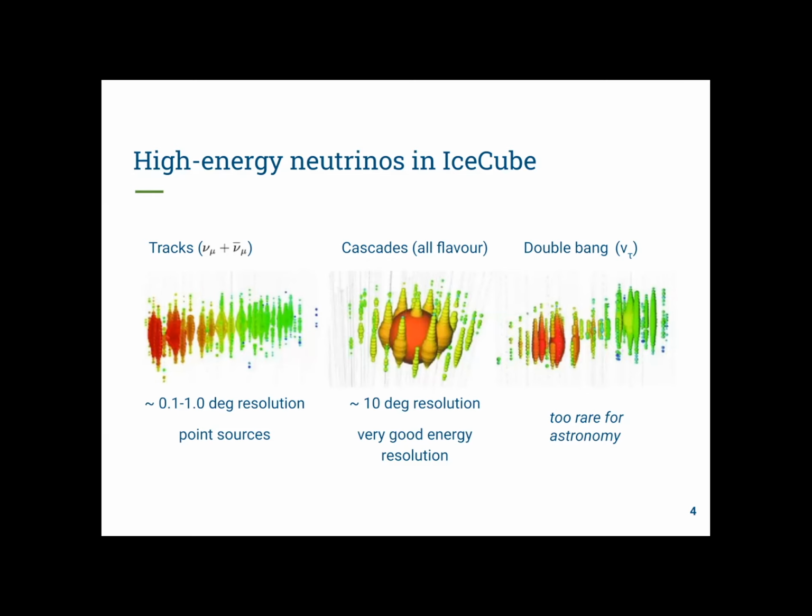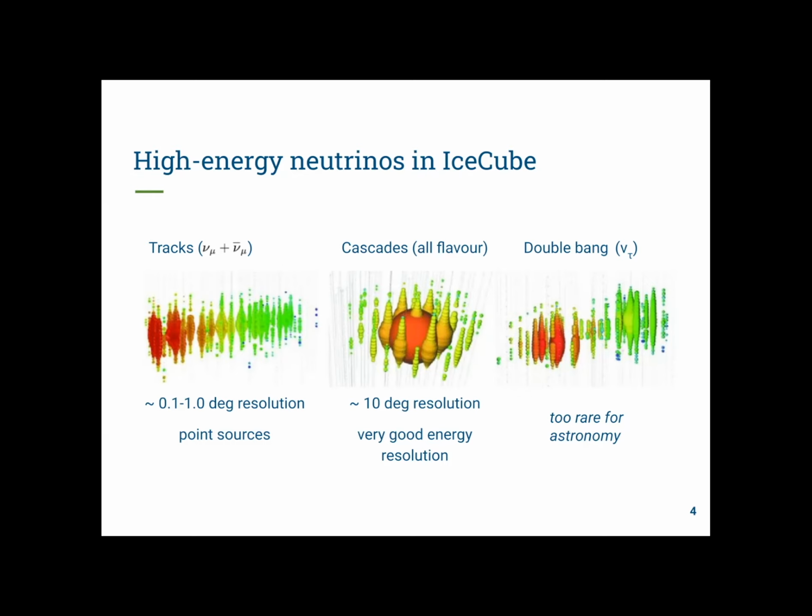Then we have cascades from all-flavor neutral current interactions and charged current electron-neutrino interactions that have somewhat worse resolution than tracks because they are not that developed along one dimension, but still allow median 10-degree resolution and also a very good energy resolution. So cascades are invaluable if you do studies on the diffuse flux, but also, as you may have heard about the neutrinos from the galactic plane, they allow you to probe for extended sources. And now they are also starting to be integrated in normal point source searches.